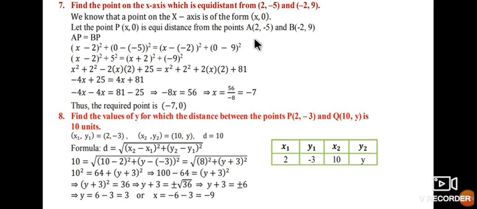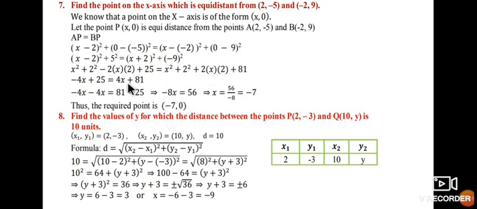That is equal to BP, which is (x minus (minus 2)) whole square plus (0 minus 9) whole square. So (x minus 2) whole square plus (0 plus 5) whole square equals (x plus 2) whole square plus 9 square. Using the expansion of (a minus b) whole square, a square plus b square minus 2ab, we get x square plus 4 minus 4x, and 5 square is 25, equal to x square plus 4 plus 4x, and 9 square is 81.